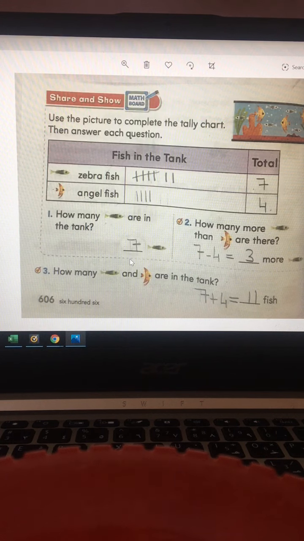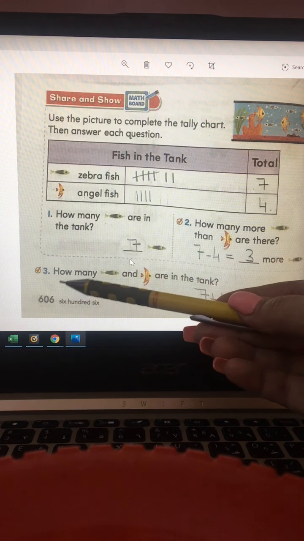Question number 2, how many more zebrafish than angelfish are there? When I say how many more, I'm going to subtract. I'm going to subtract 7 minus 4 because this is the total number of zebrafish and this is the total number of angelfish. So I'm going to subtract these 2 numbers in order to know the answer. 7 minus 4, we are going to count from the small to the big number. So the answer is 3.